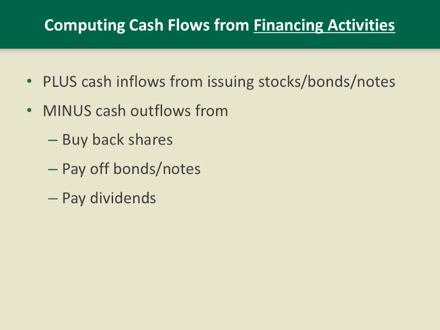In summary, your operating activity sections deals with any changes in current asset and current liabilities. Your investing activity sections deals with your long-term assets. Your financing activities deal with the company's financing transactions.